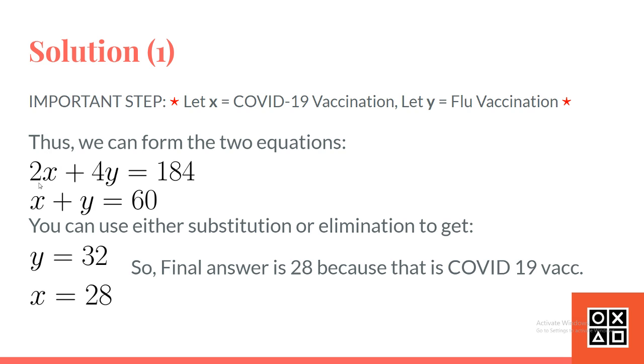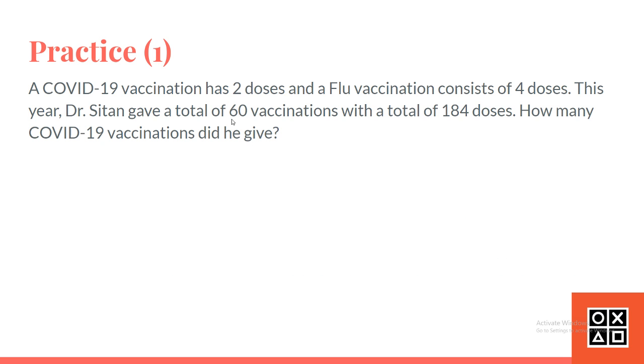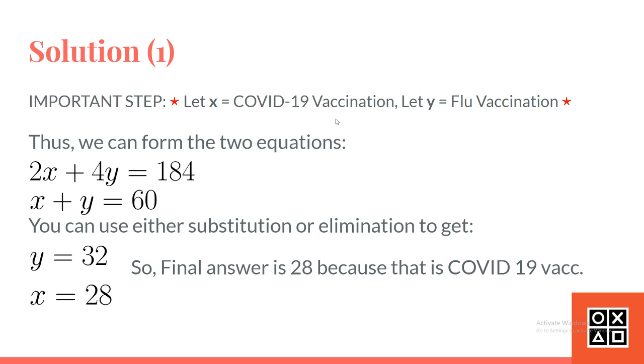So here we have 2x plus 4y equals 184. Now 184 is the total number of doses. 4y is the number of doses for flu vaccinations, and 2 doses is the number for a COVID-19 vaccination. And then the number of COVID-19 vaccinations plus the number of flu vaccinations is a total of 60, because there were a total of 60 vaccinations.